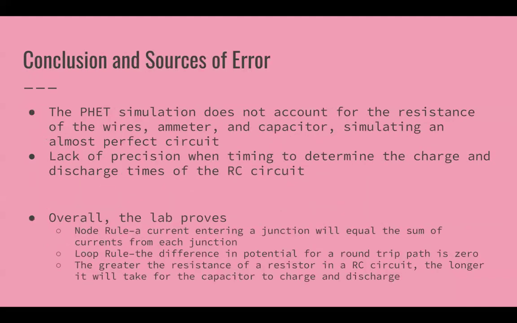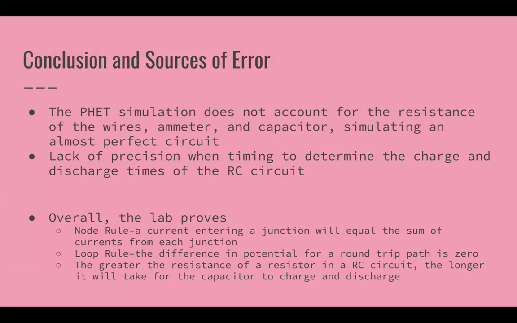I used the PhET simulation to do my actual math, even though I also did it in real life. That doesn't account for the resistance of the wires, ammeter, and capacitor, simulating an almost perfect circuit. In real life, there is resistance loss in the wires, ammeter, and capacitor, which means we're not getting a perfect circuit, which is why some of the math is off. There was also a lack of precision when timing to determine the charge and discharge times of the circuit.